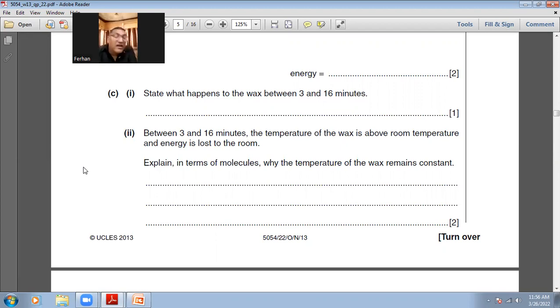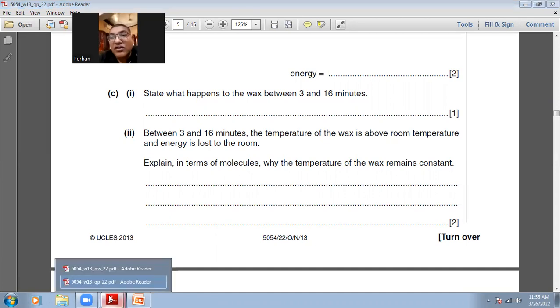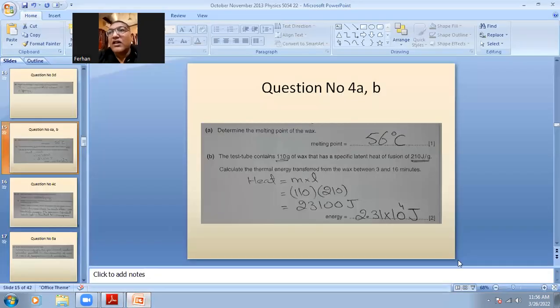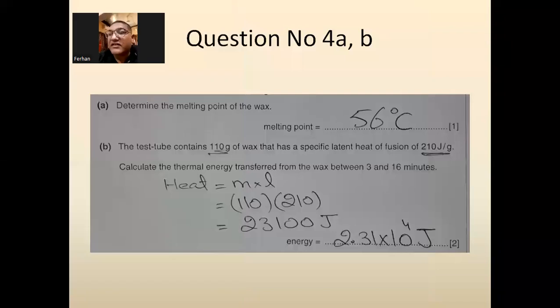What is the reason? The reason is very simple. You see, its molecules were coming closer to each other. Their potential energy was decreasing. Their kinetic energy was not changing. So the liquid wax was giving out the latent heat, specific latent heat of fusion, and due to that there was no change in the kinetic energy, so there was no change in the temperature. Let me show you my written answer and then we will check.